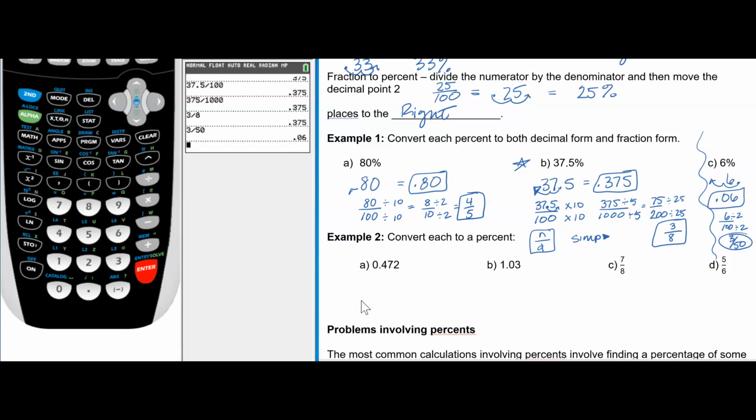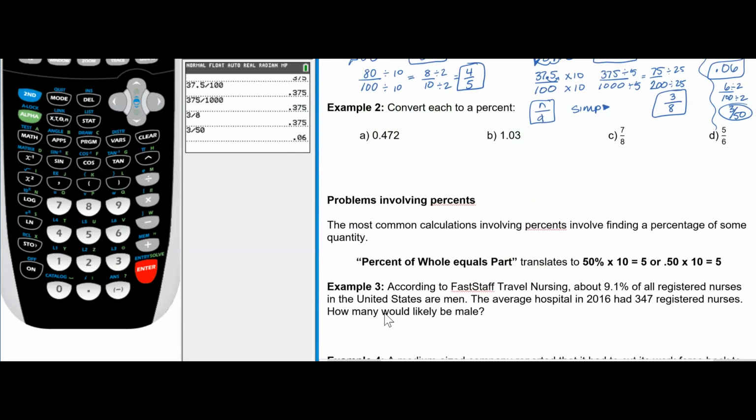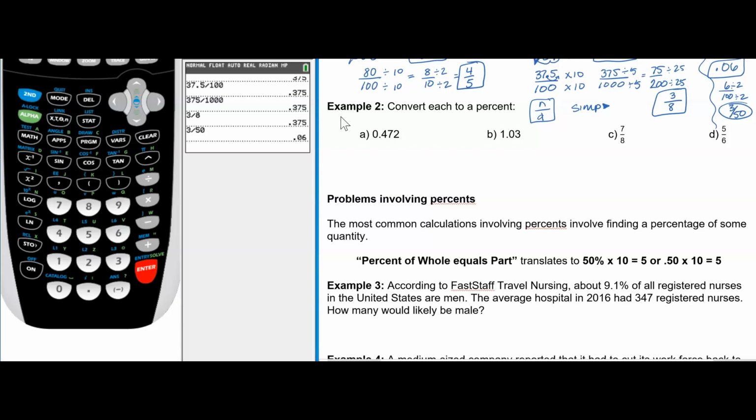Okay, cool. So for example 2, now we're going to convert each of these to a percentage. So this just means we're going to move the decimal 2 spots to the right. So take the decimal, go 1, 2, so 47.2%. 1, 2, 103%. 7/8, you're going to do 7 divided by 8 in the calculator. So let's go ahead and do that. So 7 divided by 8 in the calculator, you end up getting 0.875. And then we can move our decimal 2 spots to the right for 87.5%.